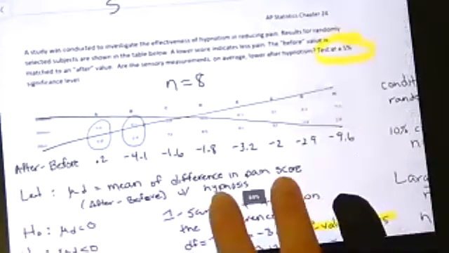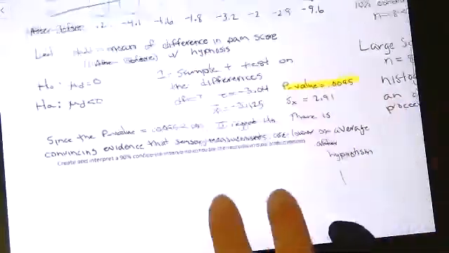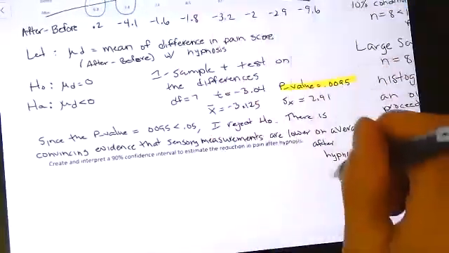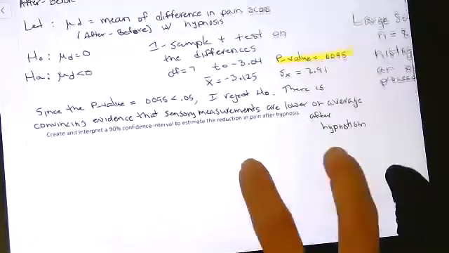Okay, that's literally what it asks right there. Are the sensory measurements on average lower after hypnotism? So we're saying that we have convincing evidence that that is the case. Okay, remember, we never prove anything, so we never know if that's absolutely a fact, but that's what the evidence leads us to believe. So we have convincing evidence that that is true.